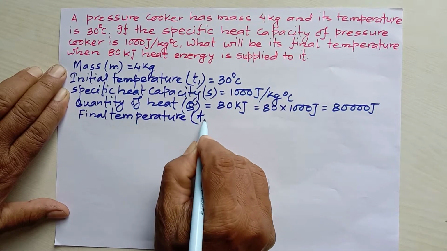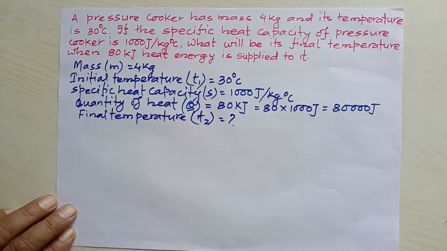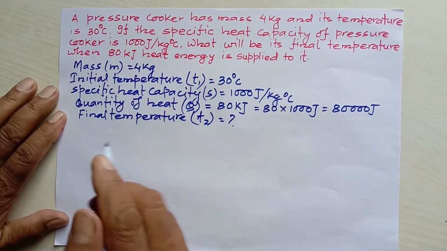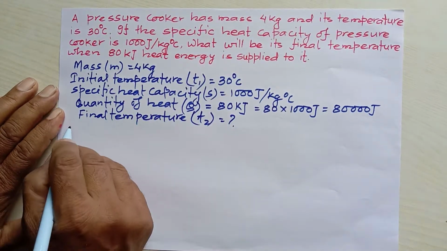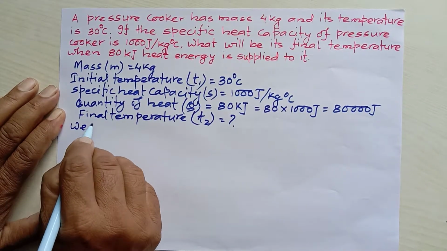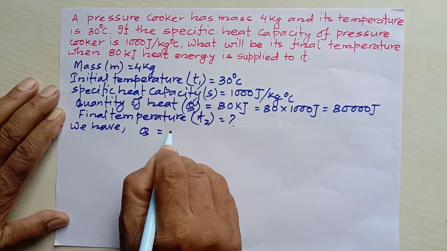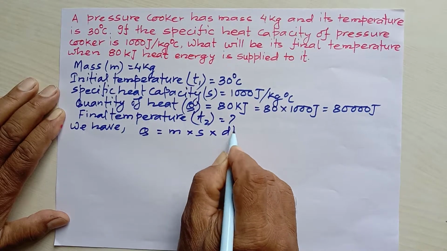Let's say the final temperature is T2. This is the question. Now, how can we solve this numerical problem? There is only one equation, which I used just before this also. We have Q equal to M into S into dt.